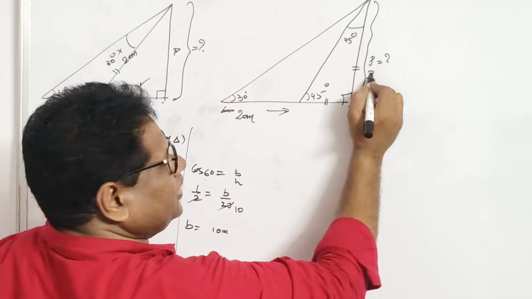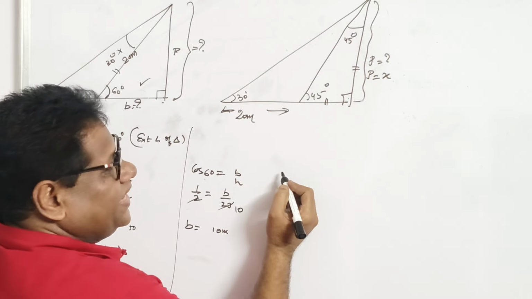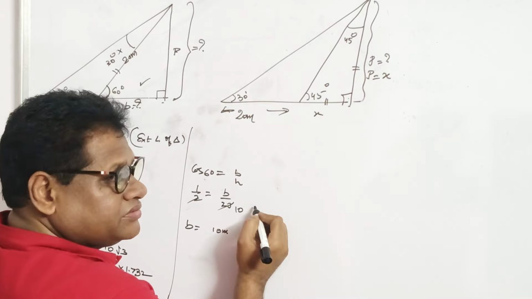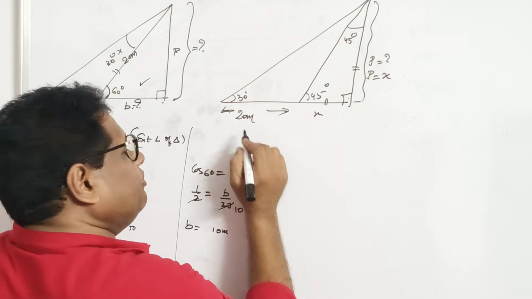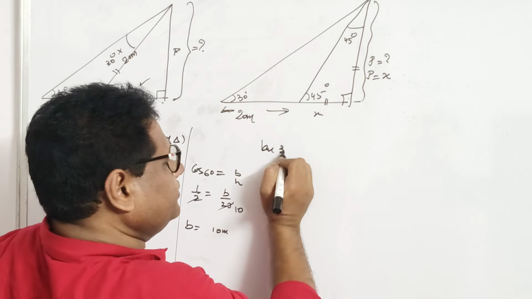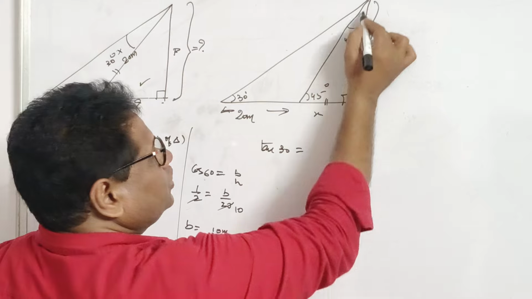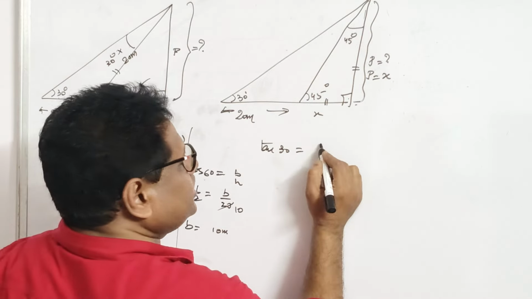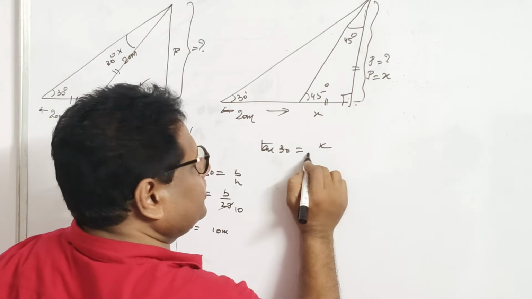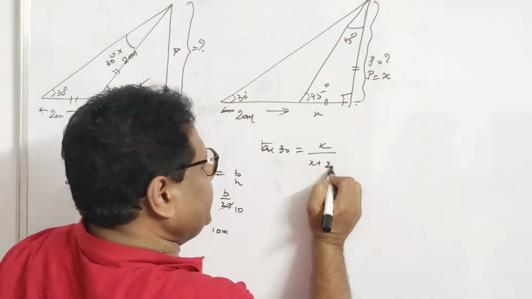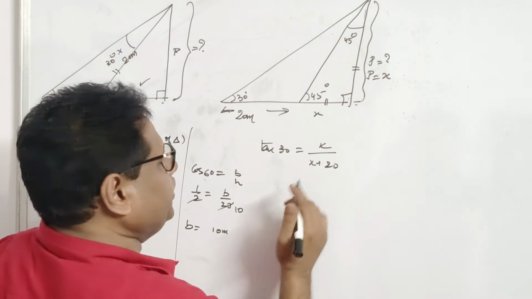So this side is equal to this side. Let the perpendicular be assumed as x. Then this is also x. Now apply tan 30, that is equal to P by B. P is x, base is x plus 20, that means the whole measurement from here to here.